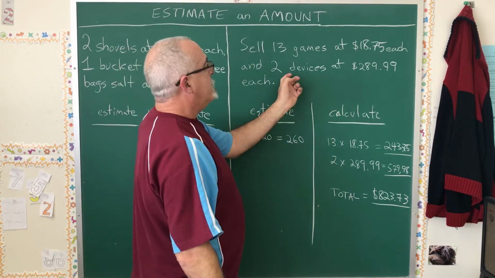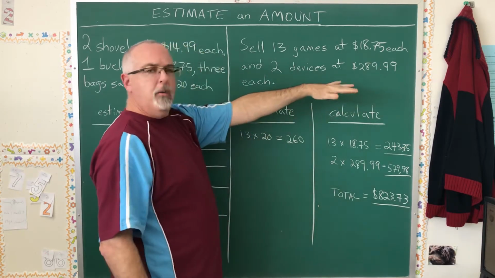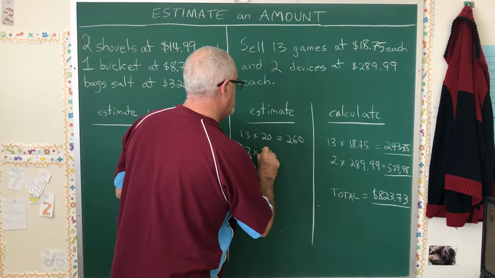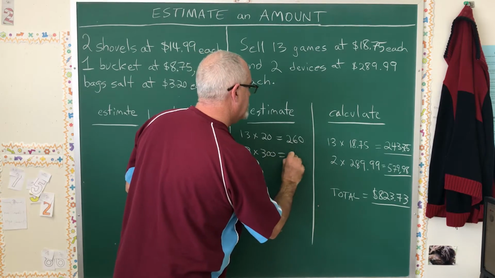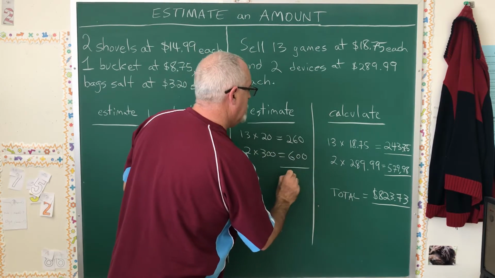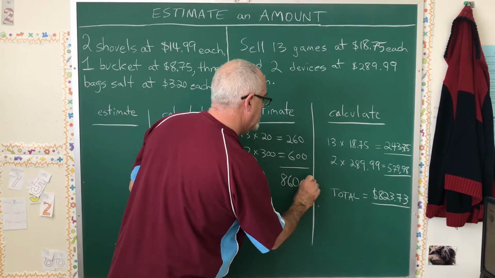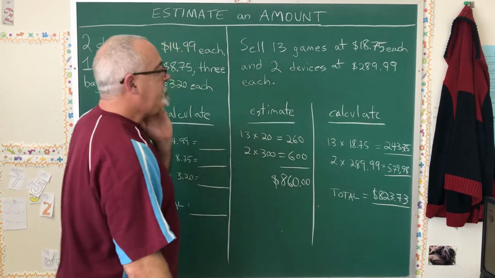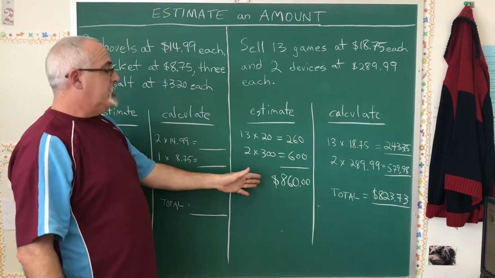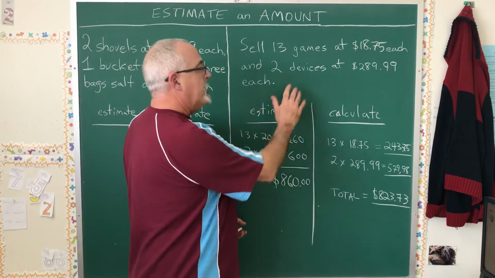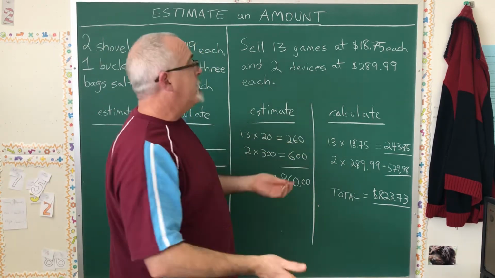And 2 devices at $289.99. No, I want a round number, so I'm just going to call this $300. 2 times 300 is 600. We add those together, we get an estimate of $860. When the question asks for an estimate, this is what they want you to do. And you don't have to round the numbers in the exact same way as me or the next student.